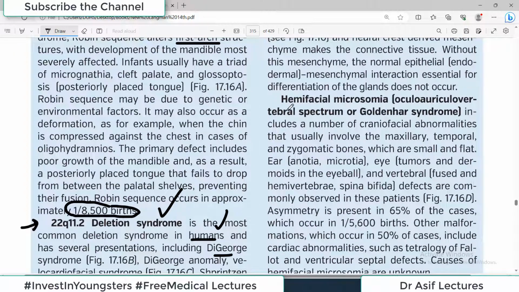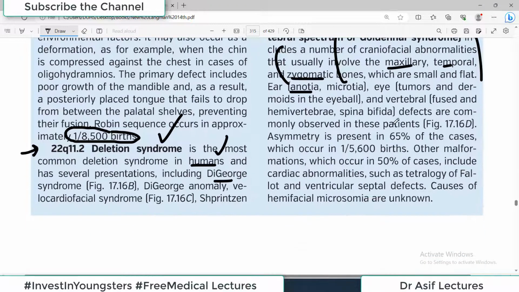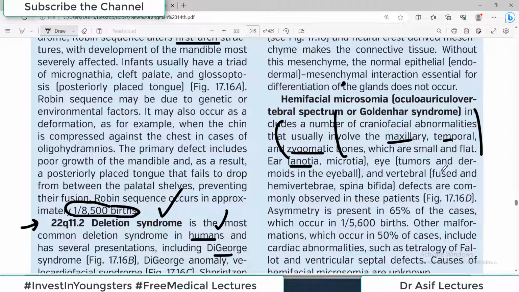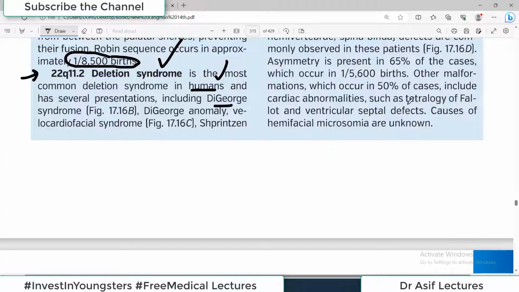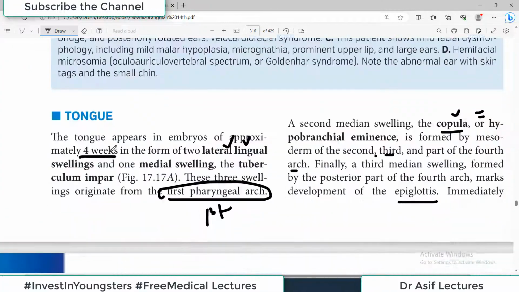Okay, now hemifacial microsomia includes a number of craniofacial abnormalities that usually involve maxillary, temporal, zygomatic bones, which are small and flat, so small bones in the facial region. Ear: इन ऑशिया, ear पूरा एक्सटर्नल ear डेवलप ही नहीं हुआ, माइक्रो ऑशिया, छोटा सा एक्सटर्नल ear है, आइज में प्रॉब्लम हो सकता है, वर्टिब्री में प्रॉब्लम हो सकता है, so that is a broad spectrum disorder, I would say, right? Now also associated with tetralogy of Fallot, by the way, right?